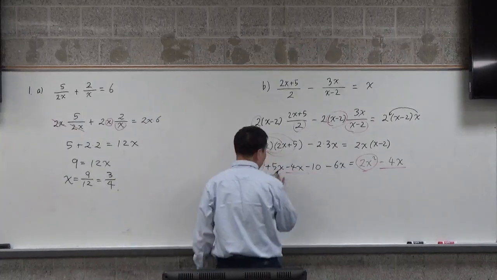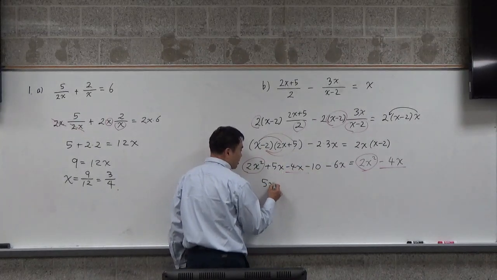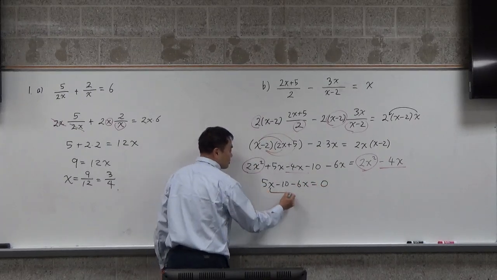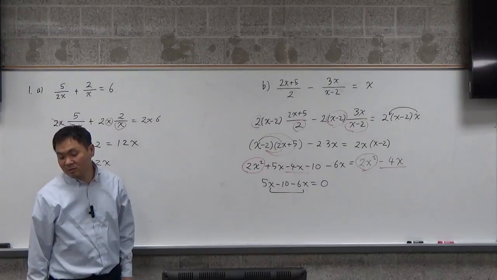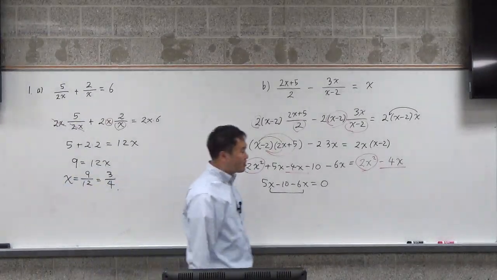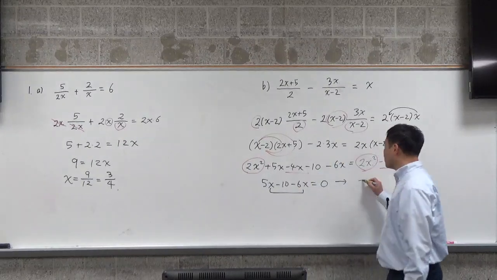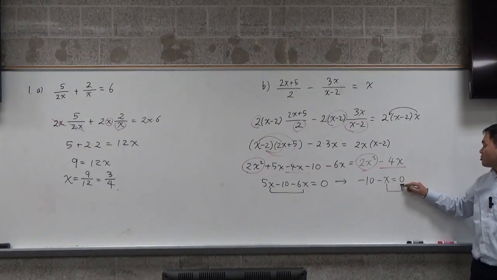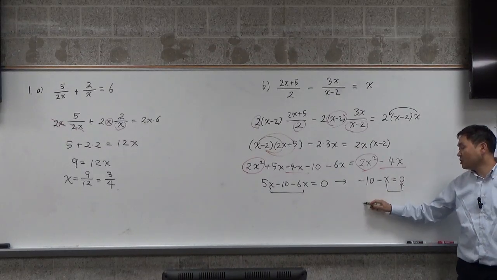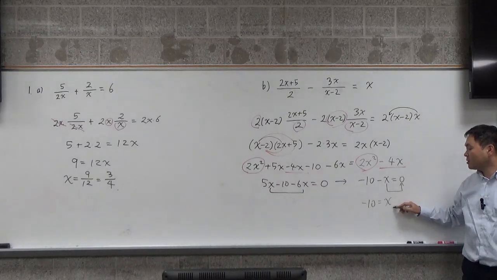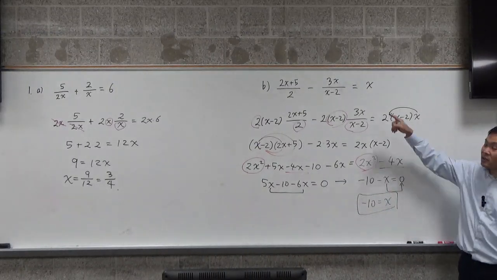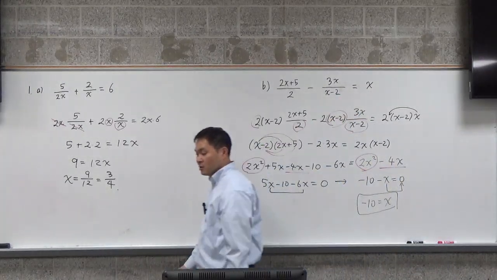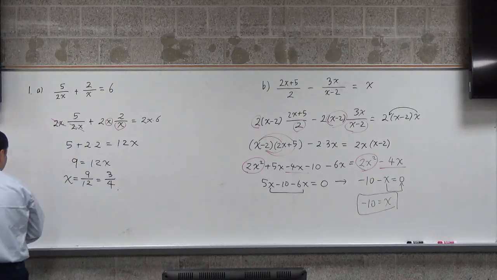After doing that, the survivors are 5x minus 10 minus 6x equals 0. Now I still see like terms, 5x and 6x. What's 5 minus 6? Negative 1. So you have negative 10 minus x equals 0. And then if you move the minus x to the other side by adding x on both sides, you get negative 10 equals x. And once again, negative 10 does not make this 0 or any other denominator, so that's perfectly fine. So that's a solution.